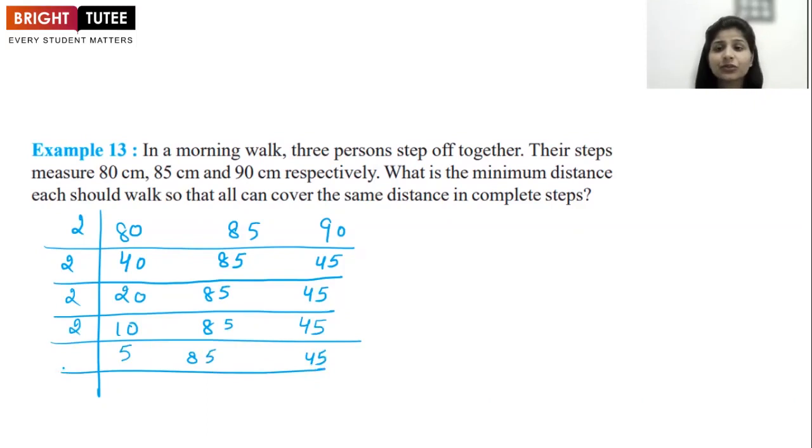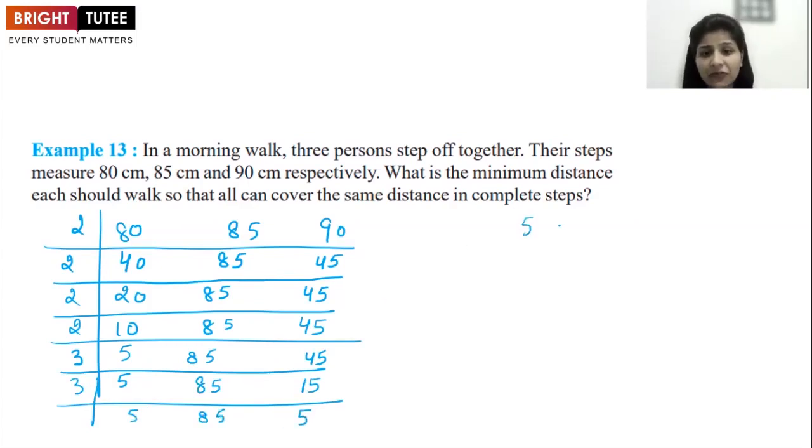Now after 2, the prime number is 3. And we see 45 can be divided by 3. 5 copying as it is, not getting divided by 3, students. 85, is it divisible by 3? No, copying it as it is. 45, yes, 3 ones are 3 and 3 5s are 15. Again 15 we can divide by 3. So 5 and 85 copying as it is, and 3 5s are 15 we will get. So we actually have 5, 85 and 5.